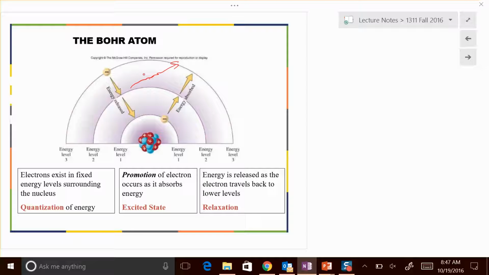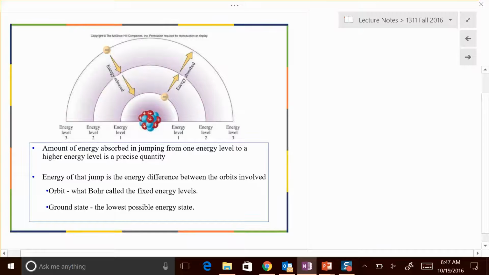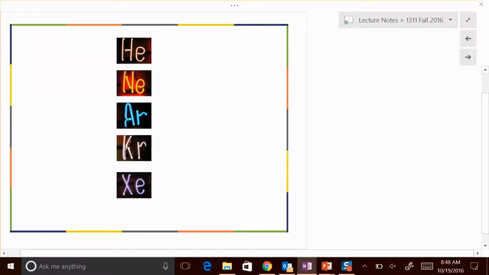And he started to arrange the elements according to where the electrons were located, which actually helped us develop the periodic table that we have today. The periodic table is organized into groups based on where the electrons are on the atoms. Doesn't really look like it. That's how they're organized. And we're going to see how in a little bit.